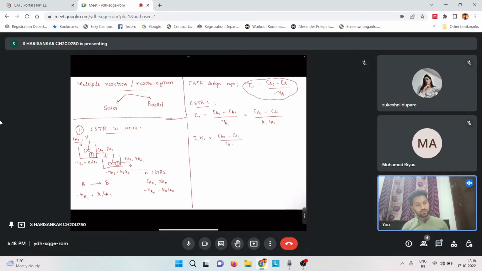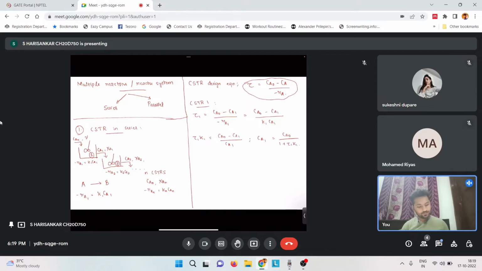Now if we take this Ca1 outside, and if we rearrange this a bit, we can actually write this as Ca1 is equal to Ca0 by 1 plus tau 1 K1. So did you guys understand how we did it? Okay, I'll do it anyways.